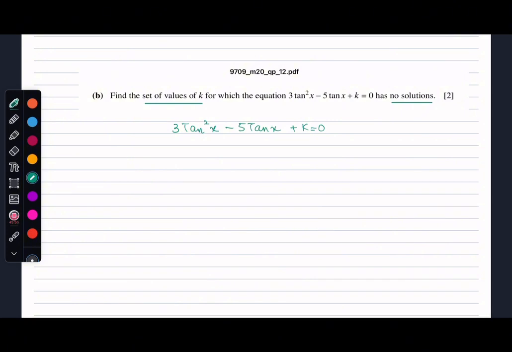From quadratics, we know that when there is no solution, our discriminant value b squared minus 4ac has to be less than 0. So this is how they have related trigonometry to quadratic equations. Applying it here, b is negative 5, the whole squared, minus 4 times a, which is 3, and c, which is k, and this should be less than 0. Or here I can say it's 25 minus 12k, which is less than 0.